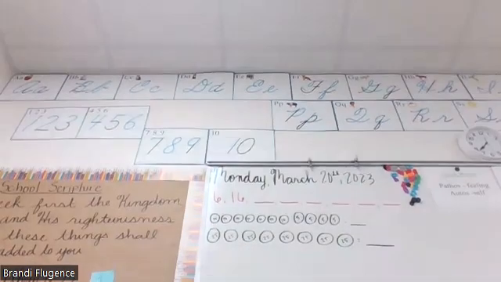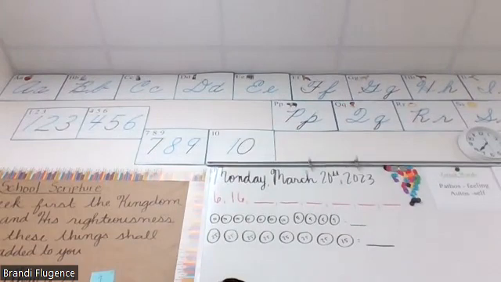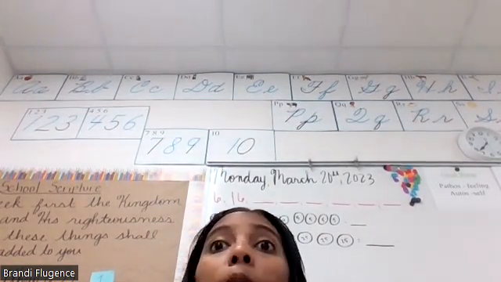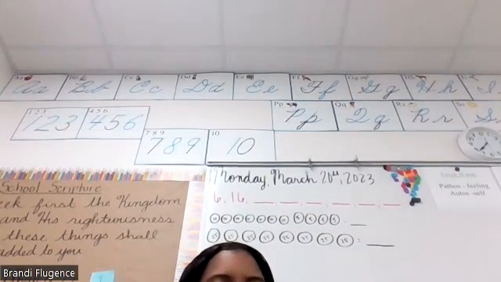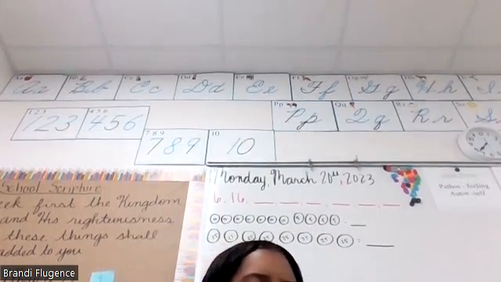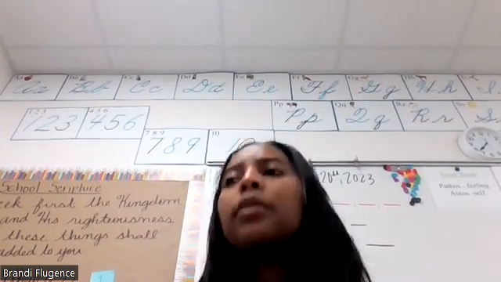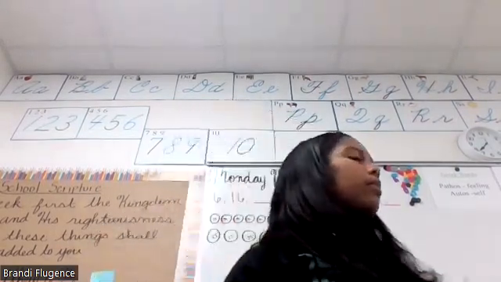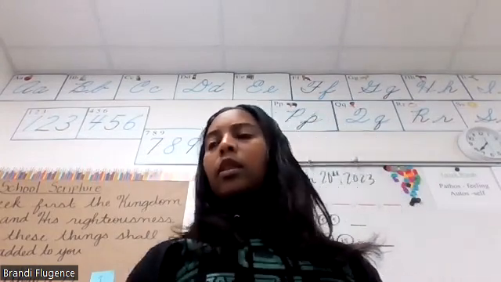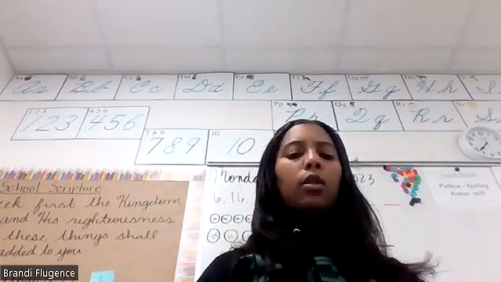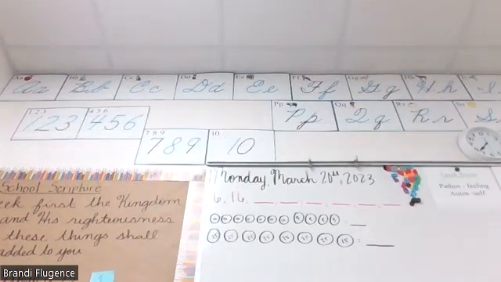All right, David, next row. 7 minus 6 equals 1. 6 minus 3 equals 3. That's another doubles. 10 minus 2 equals 8. No, Asa, that's yours. 10 minus 2 equals 8. Yes, 10 minus 2 equals 8.